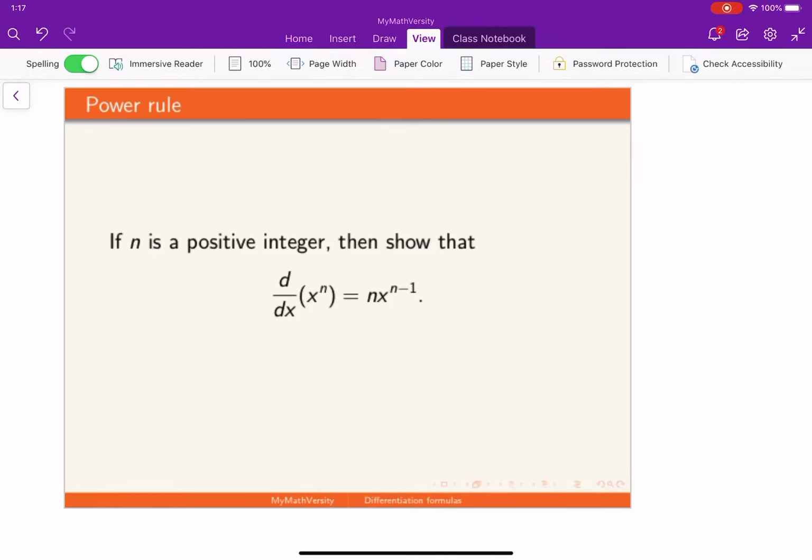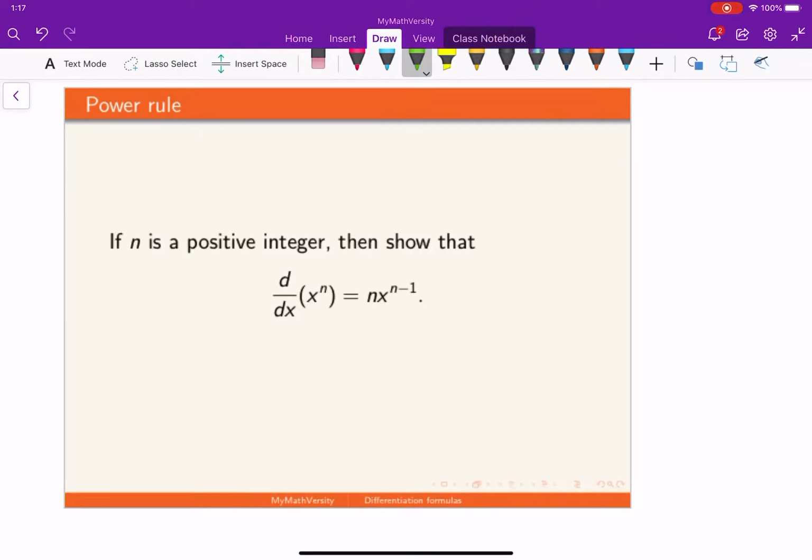Now we want to show that the derivative of x to the power n is equal to n times x to the power n minus 1 if n is a positive integer. So how can we show that here? Here we have the function f of x equal to, let's say, x to the power n. So we have this power function where n is a positive integer, right?